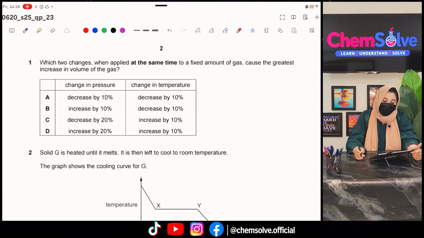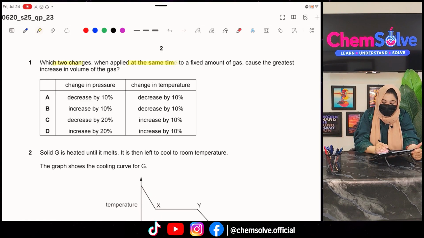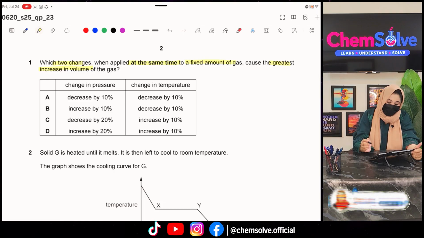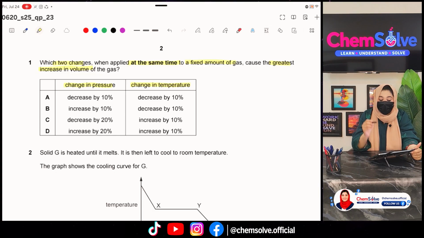Okay, so the first question says which two changes when applied at the same time at a fixed amount of a gas cause the greatest increase in the volume of the gas. We have to increase the volume of the gas. Okay, so what is the change? We have to change the pressure and the temperature. Now we have to change the pressure and the temperature in such a way that the volume of the gas should be increased. So let's see what is the relationship between pressure and volume.